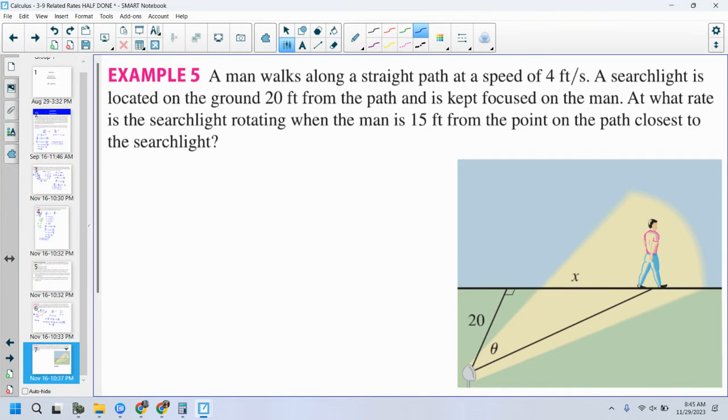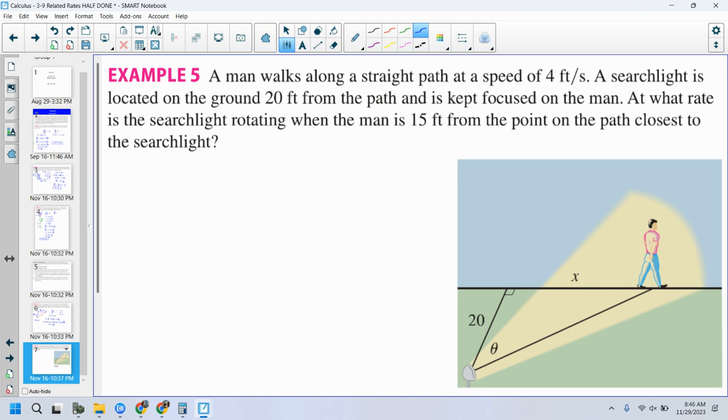A man walks along a straight path at a speed of 4 feet per second. A searchlight located on the ground 20 feet from the path is kept focused on that man. At what rate is the searchlight rotating when the man is 15 feet from the point on the path closest to the searchlight? Let me read that again carefully. A man walks along a straight line path. There he goes. He's walking along this path. He's moving at a speed of 4 feet per second.